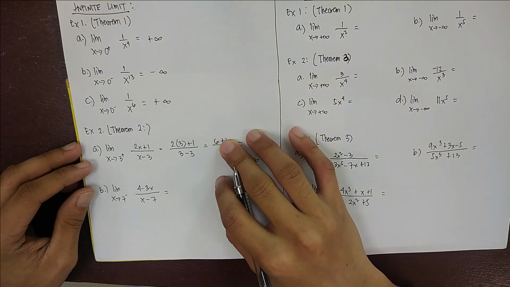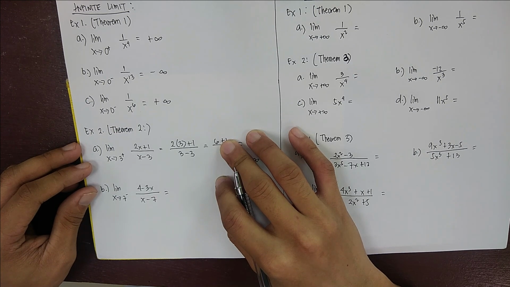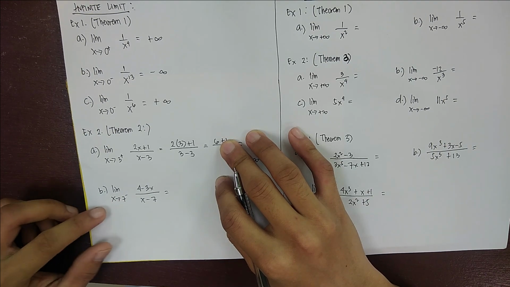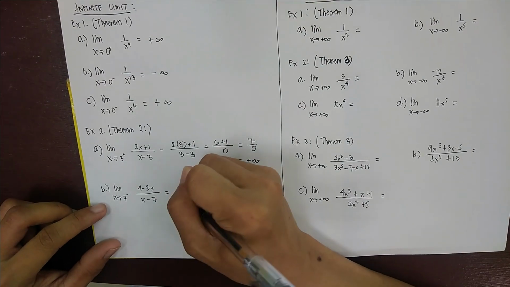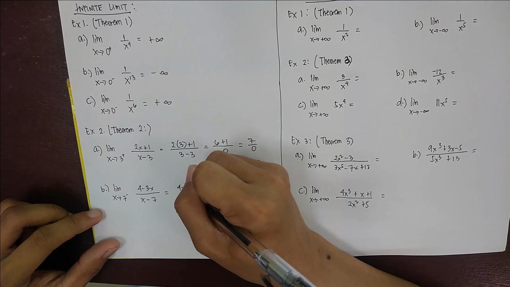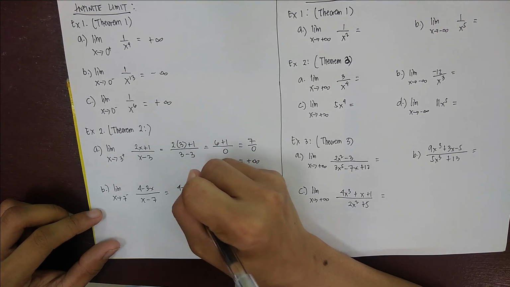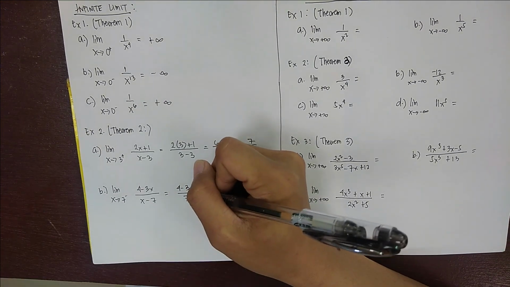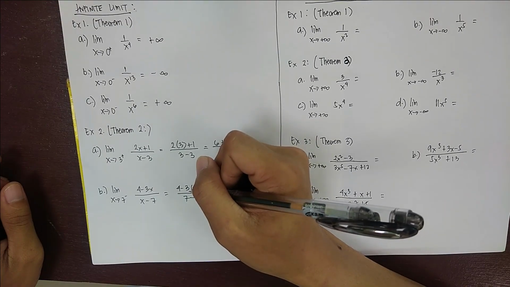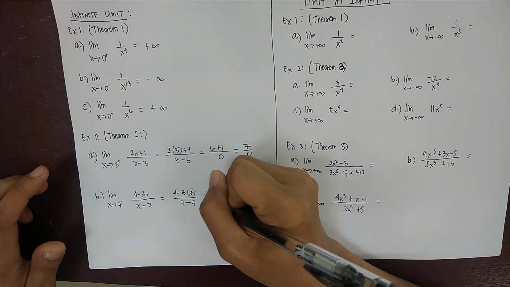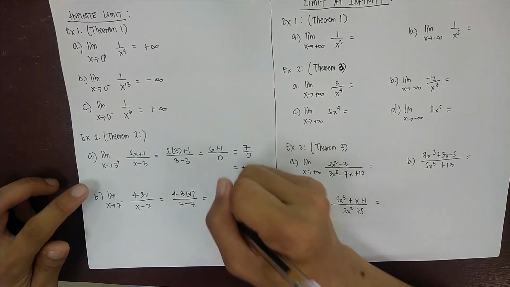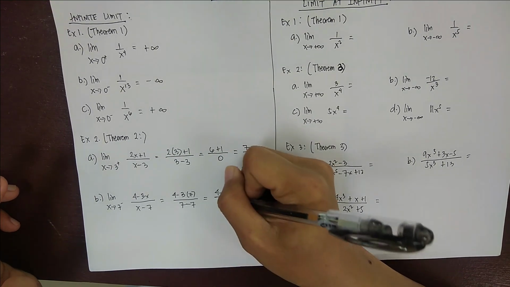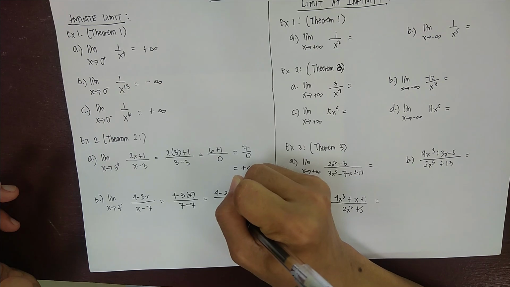So how about this one? The limit of 4 minus 3x over x minus 7 as x approaches 7 from the left, or through negative values. Same process. We will be substituting the value of our x. Our value of x here is 7. So 4 minus 3 times 7 over 7 minus 7. Since our denominator is equal to 0, we can apply theorem number 2. 4 minus 3 times 7 is equal to 21. Then 7 minus 7 is equal to 0.